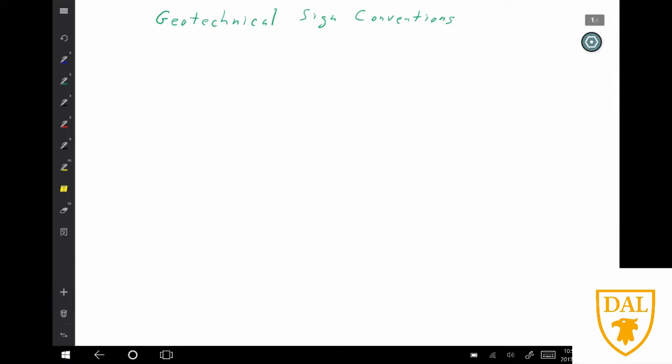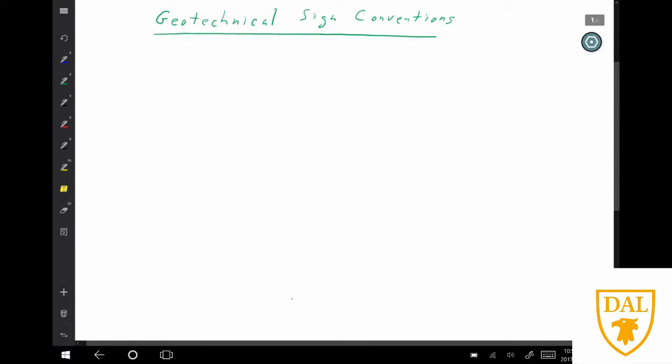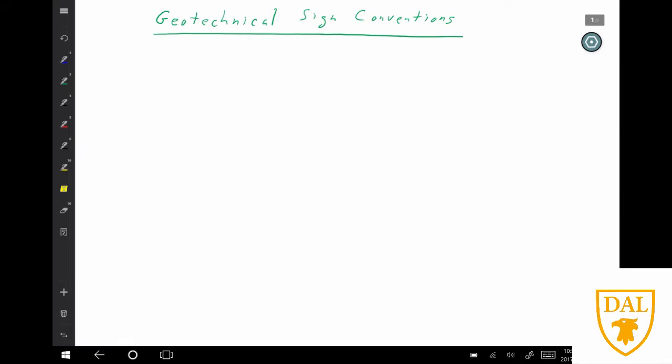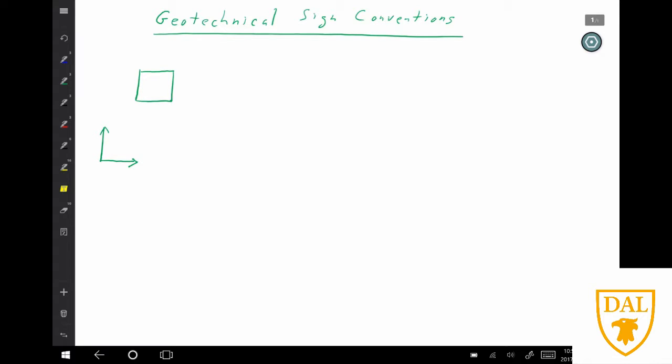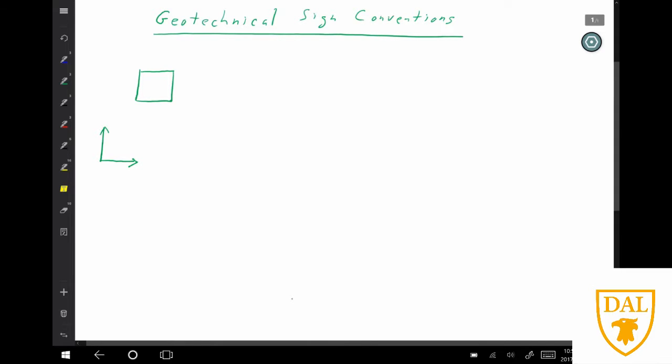So, okay, geotechnical sign conventions. We'll start off with a simple stress block here. This is just two-dimensional. And define a few axes here. In this case, we'll use X and Z, but you can also use X and Y.